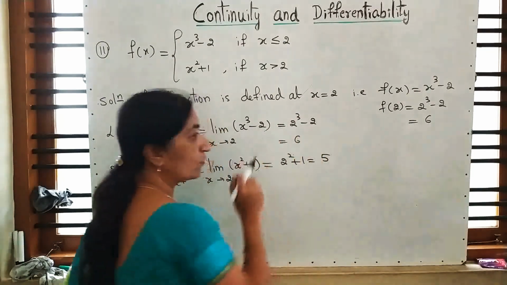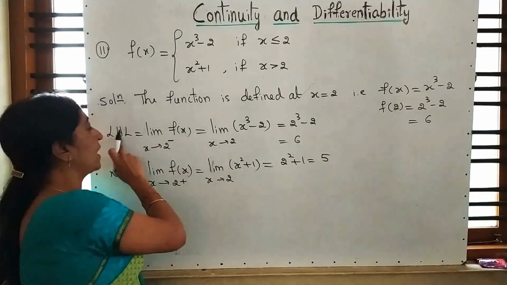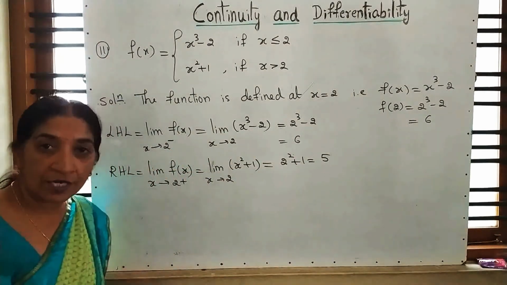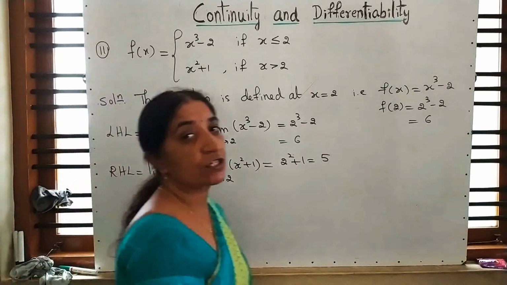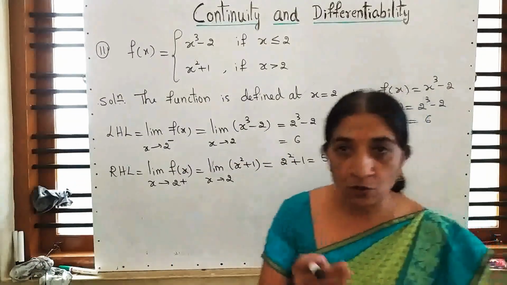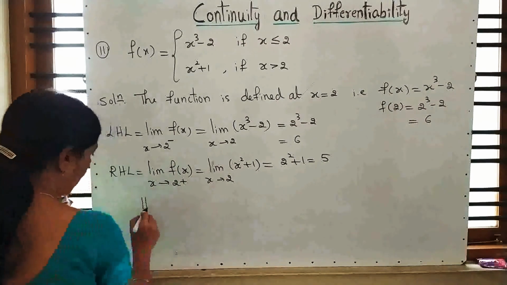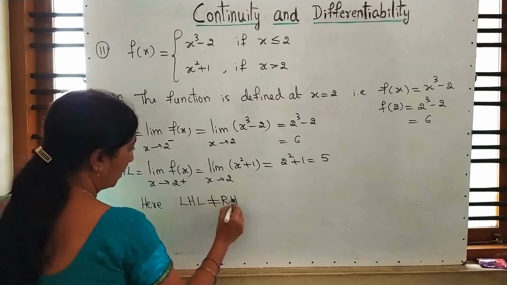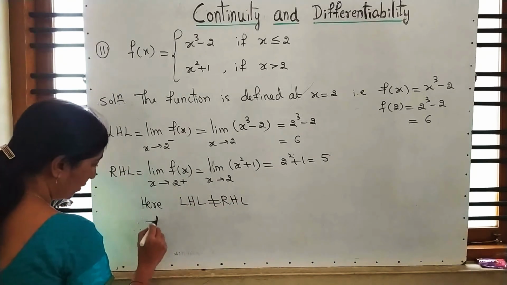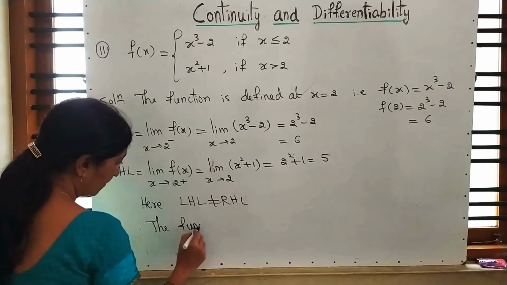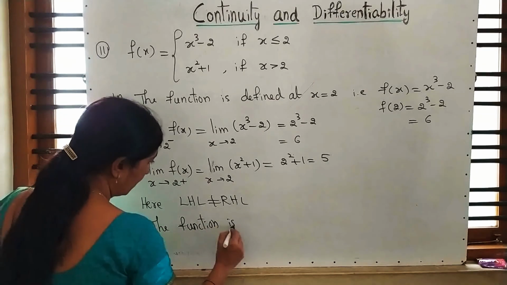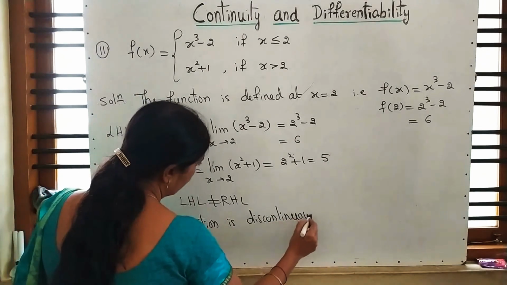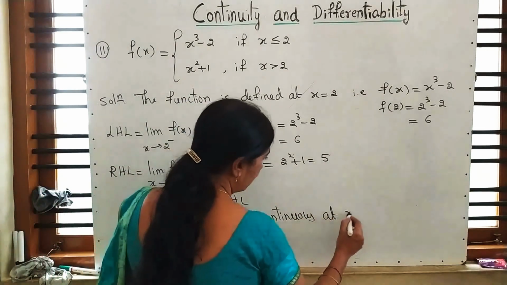By seeing this only you can write the conclusion. See, left hand limit is 6, right hand limit is 5. Are they equal? No, they are not equal. If they are not equal, it means the function is discontinuous at x is equal to 2. Here LHL is not equal to RHL. Therefore the function is discontinuous at x is equal to 2.